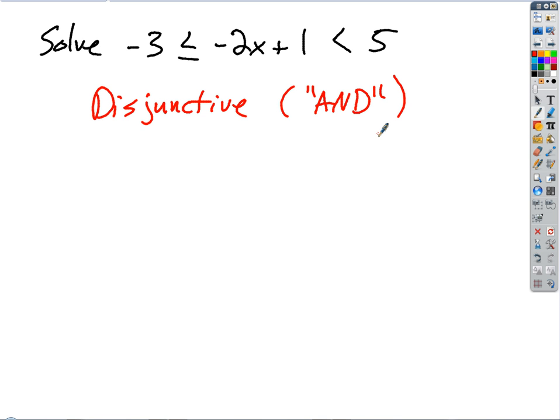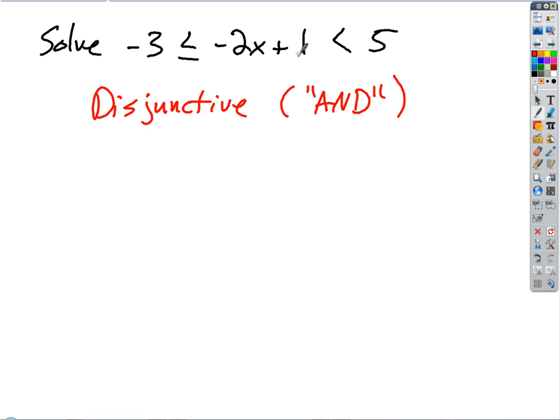You always start, when you're dealing with a compound inequality that looks like this, where I've got two inequality signs mashed into one statement, in the middle. You start in the middle with the variable. You always start with the variable, and you say whichever expression starts with the variable, so negative 2x plus 1 is, start on the left, greater than or equal to negative 3, and less than 5.